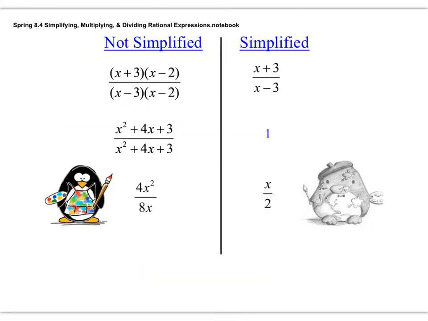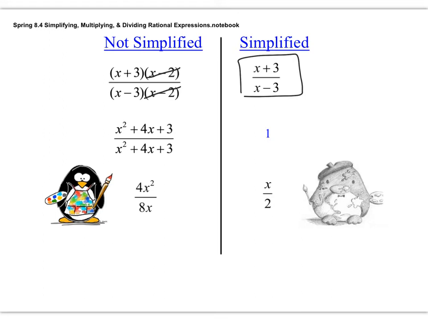So some examples for you of not simplified versus simplified. We have the first one, you have an x minus 2 on the top and an x minus 2 on the bottom. We can cancel those out, right? As long as you cancel the entire piece that's being added and subtracted together, you can cancel those. So then you'd be left with just x plus 3 on top and x minus 3 on the bottom. Notice we did not cancel the x's and the 3's. Canceling those does not make sense.